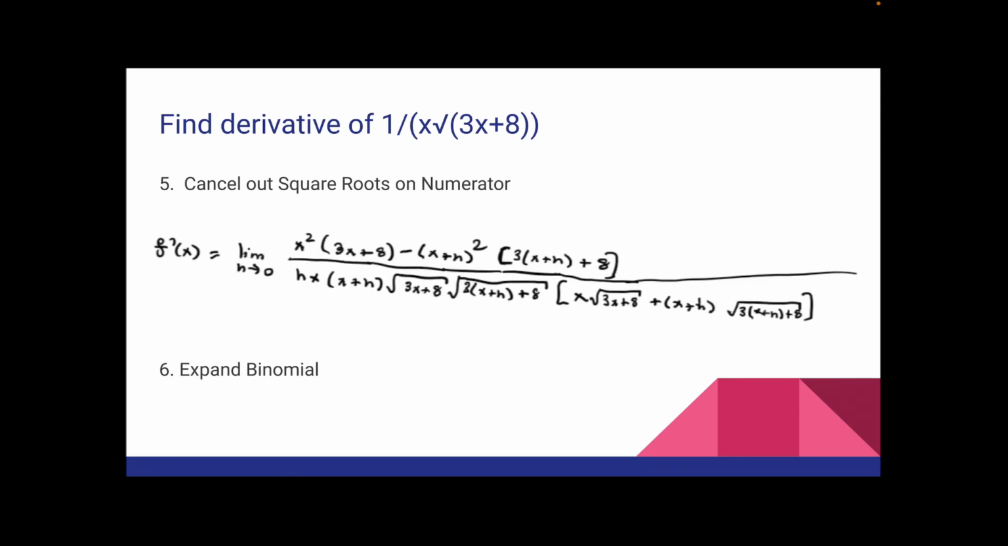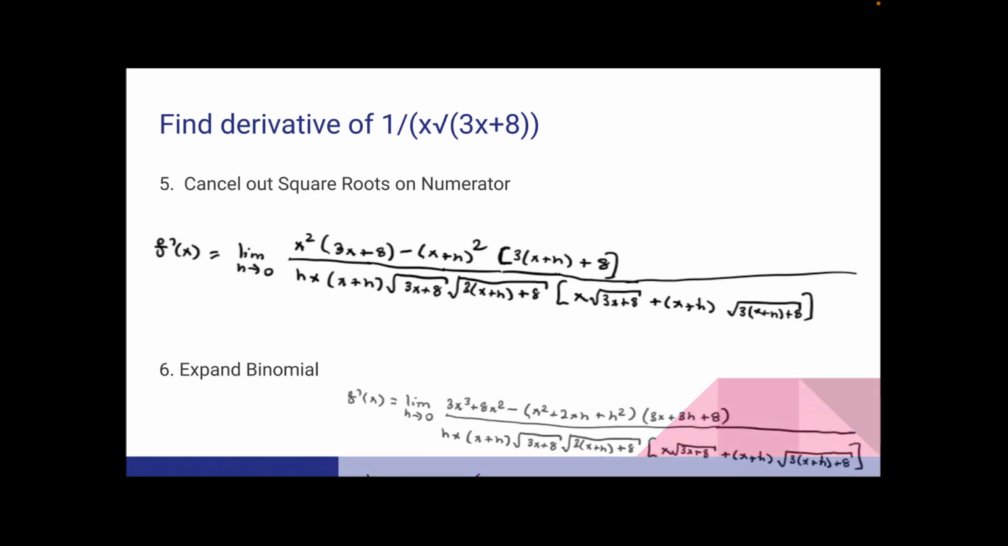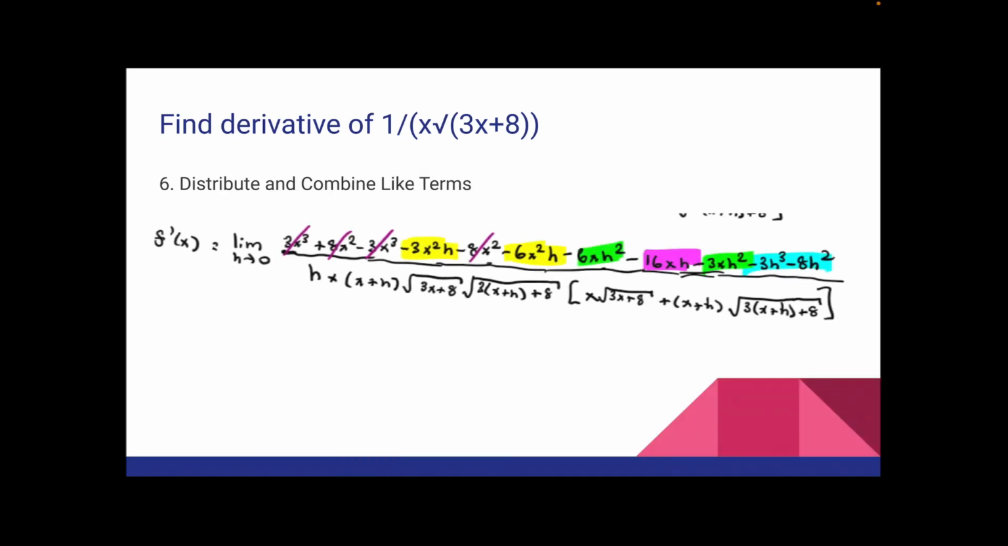So from there we cancel out square roots on the numerator, and now what do we see? We see that x plus h is squared, so therefore we need to expand the binomial. So we go ahead and do that. Now this, we can't escape these two trinomials, we gotta go expand them. But after we expand them, we see that the 3x cubed terms cancel, the 8x squared terms cancel, and the other terms, you could see how I highlighted everything else.